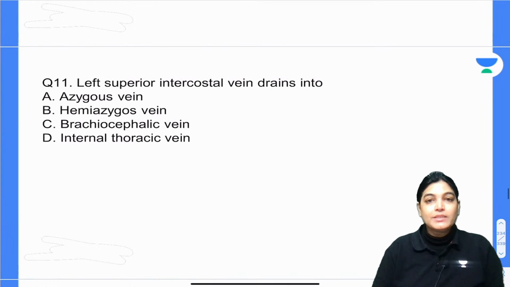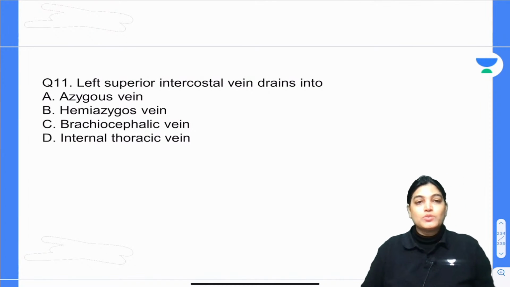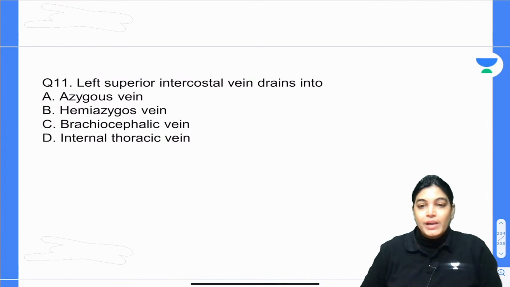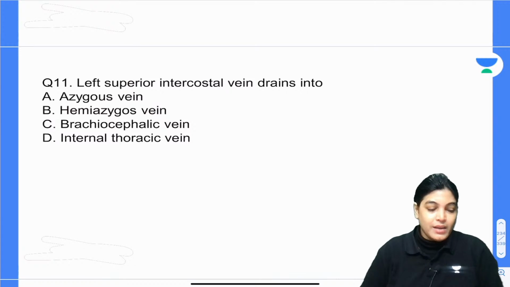Left superior intercostal vein drains into... Which is the correct one? Whether it is draining into azygous vein, hemiazygous vein, brachiocephalic vein, or internal thoracic vein. According to you, which is the correct answer? Left superior intercostal vein drains into which of the following?